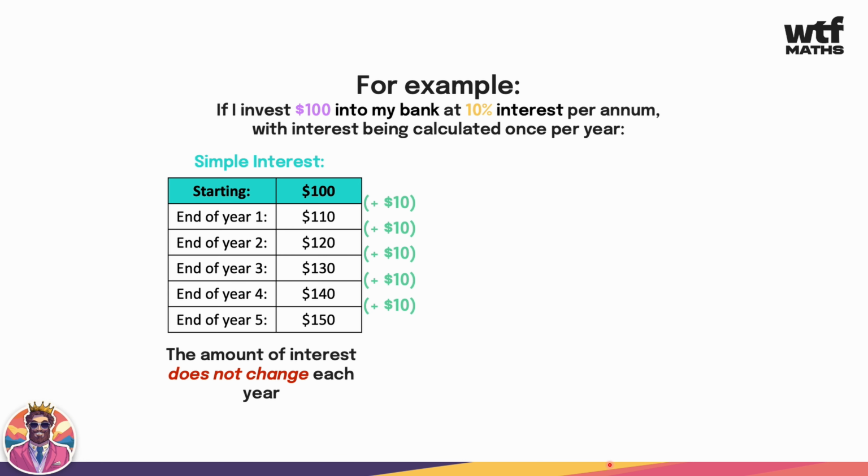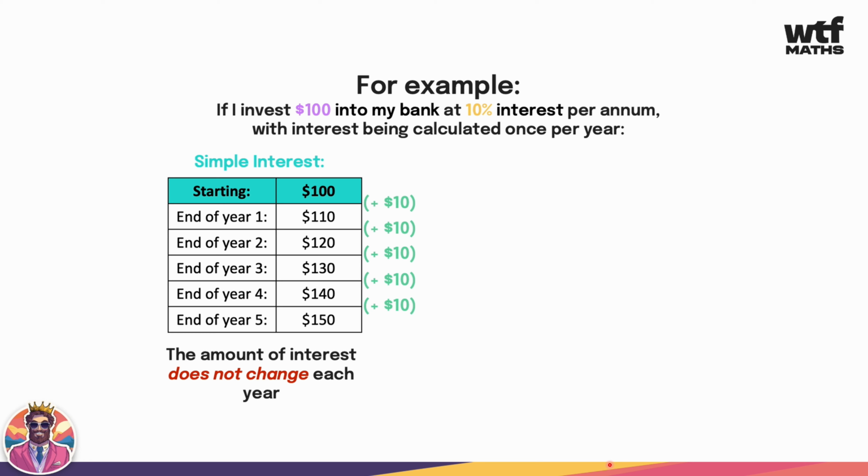Now you'll notice the amount of interest does not change each year. It stays the same. It is always adding $10. That is the nature of simple interest. It doesn't change over time. The interest remains the same for every year.